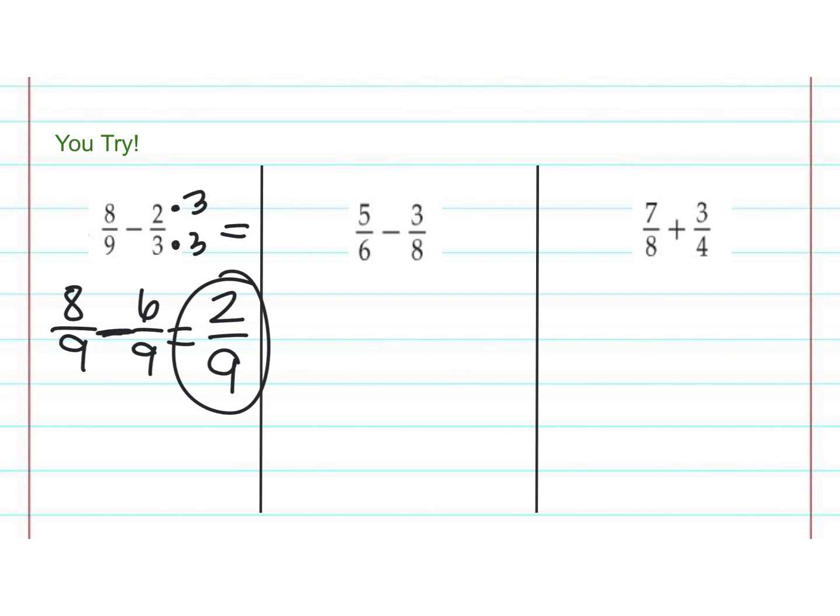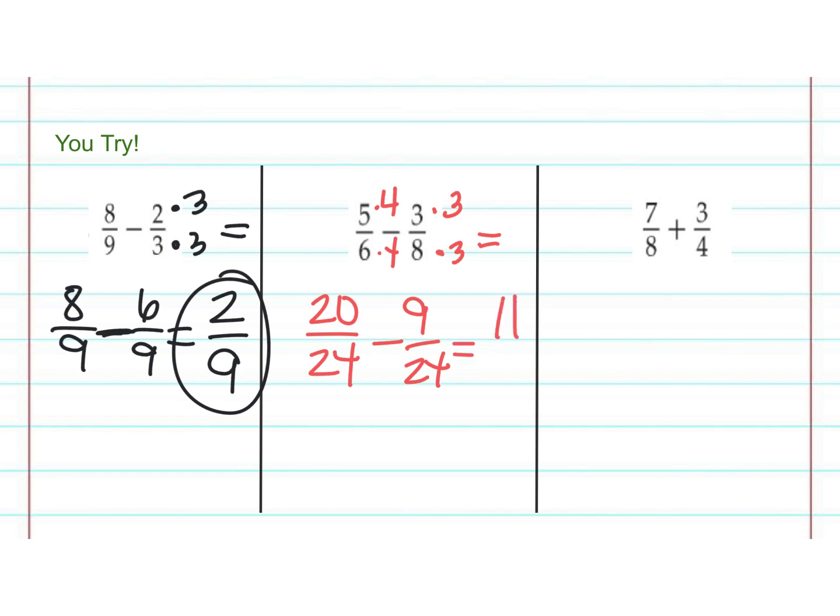5/6 minus 3/8. Let's change it to 24ths. So 6 times 4, which means I would do times 4 up here. And then 8 times 3, which means I do times 3 up there. So rewrite it, 20/24ths minus 9/24ths. 20 minus 9 is 11, so we get 11/24ths.